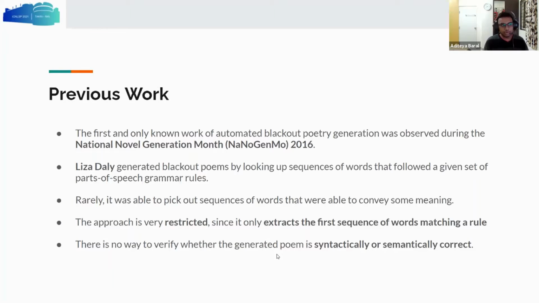But the problem here is that the approach used random sequences of words to generate a poem. It essentially relied on pattern matching. It would be fed a few grammar rules, such as verb followed by an adverb, and it would pick out the first matching sequence from a paragraph that fit this particular construct. While this did work for a few cases, we soon realized that this approach is very restricted, since firstly, it picks up only the first set of words, and secondly, there is no way to check if the sequence is correct or not.